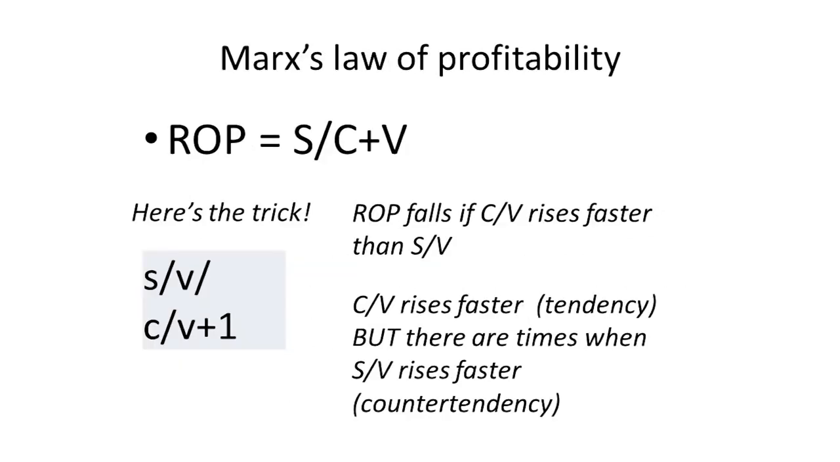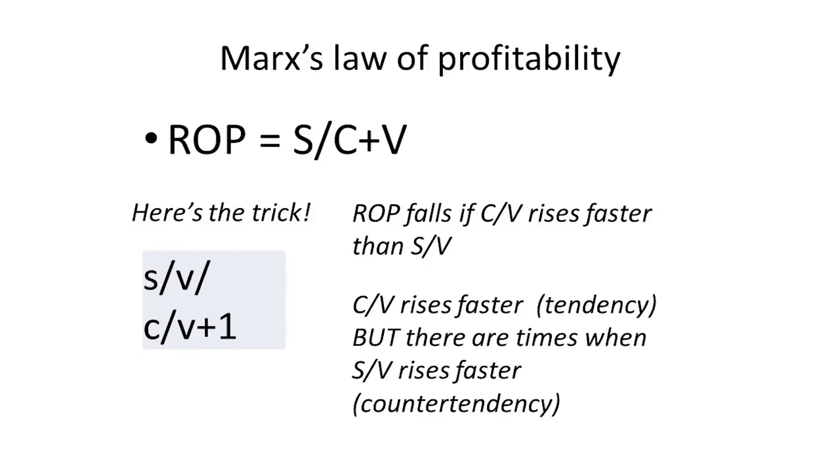Here's the Cranfield Institute bit, which I pinched from them. So you have the rate of profit, ROP, S, surplus value, over constant capital plus variable capital, which gives you the rate of profit. And here's the trick, as we say. If we divide through by V, the value of labour power, so if I divide S by V, I get S over V. If I divide C by V, I get C over V. If I divide V by V, I get 1. It's elementary algebra.